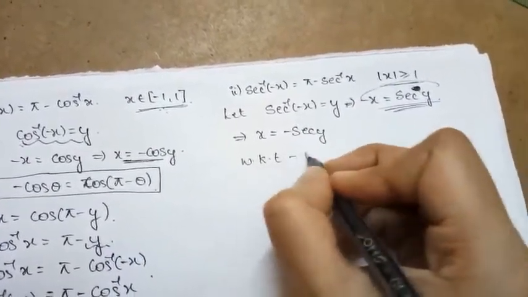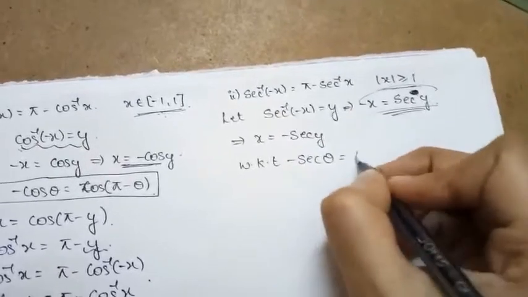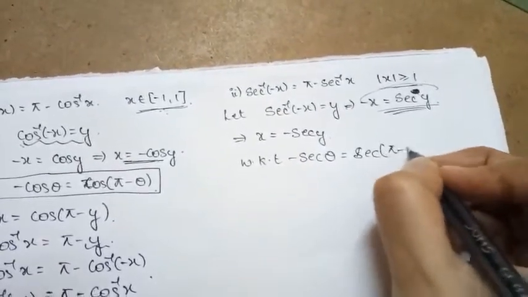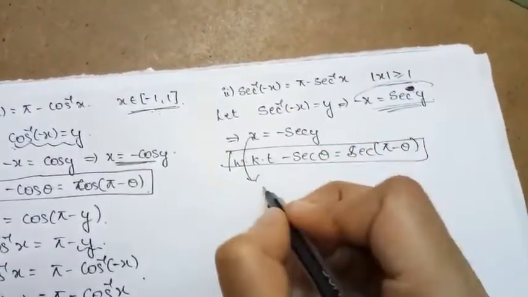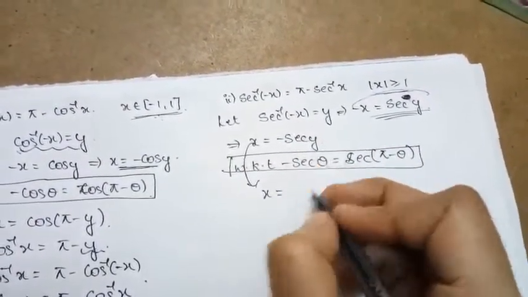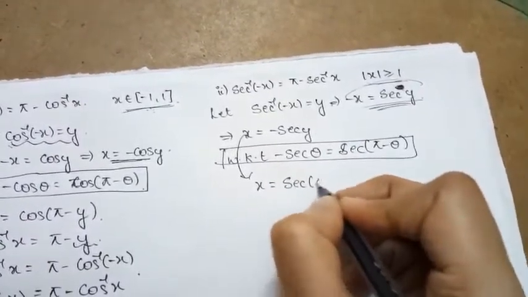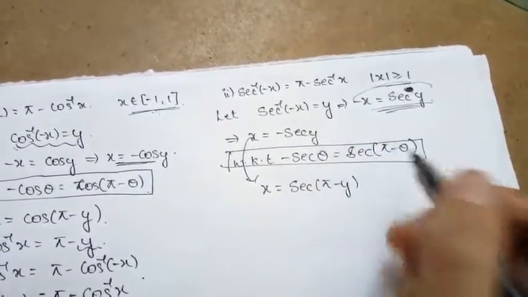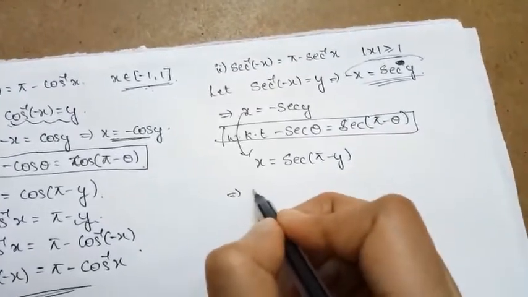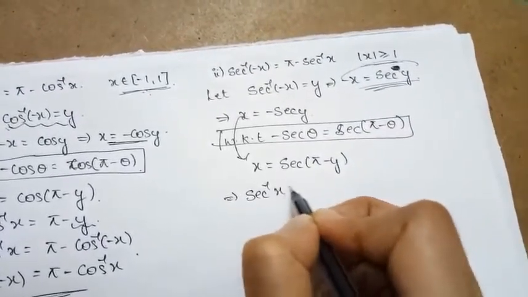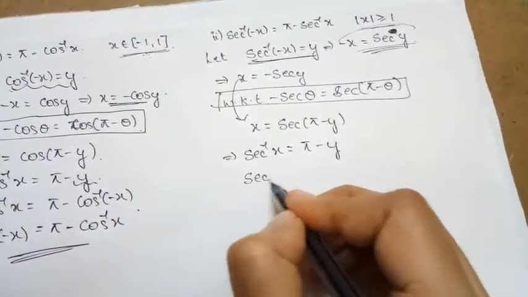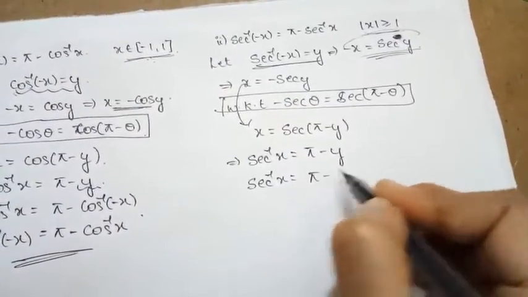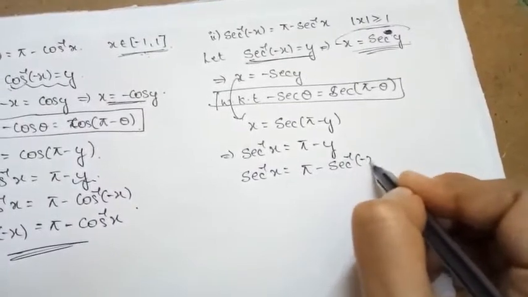We know that minus secant theta is equal to secant pi minus theta. Now by using this property, I will write x is equal to minus secant y, which is secant of pi minus y. In place of theta we are having y. So what does this imply? Secant inverse of x is equal to pi minus y. What is y here? That is secant inverse of minus x. So secant inverse of x is equal to pi minus secant inverse of minus x.